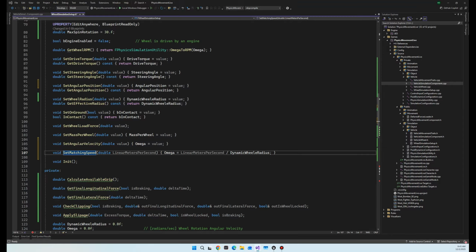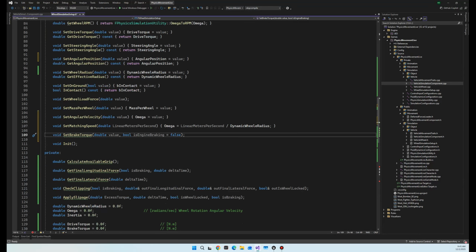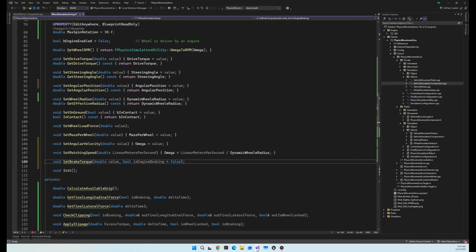We've got set braking torque. Again, this is our ability to set the braking torque. That's going to take a value, and we're going to check to see if we have engine braking on there. We have set driving torque. Yep, got that. And we have the get driving torque.